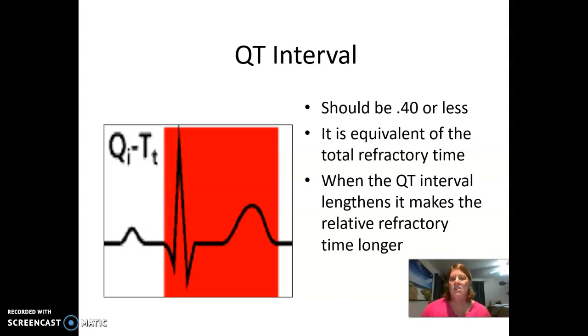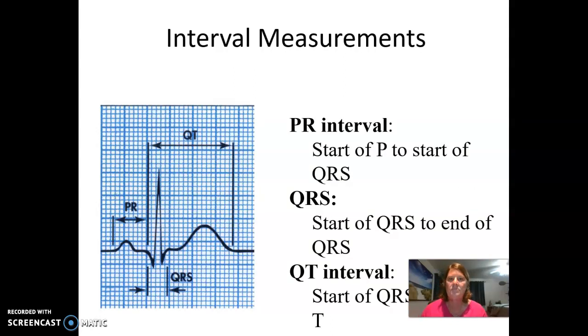But if I see that the QT interval is lengthening, so I take care of a patient and their QT interval is 0.34, and then the next day it's 0.36, and now it's 0.40, I know something I'm giving them, some kind of medication we're giving them, is causing this to happen. And the longer this becomes, the more potential danger there is for the patient.